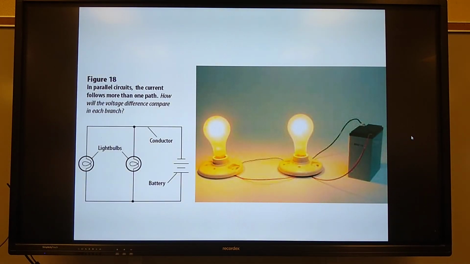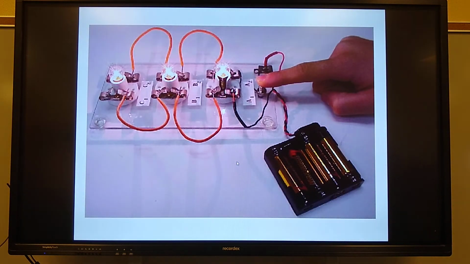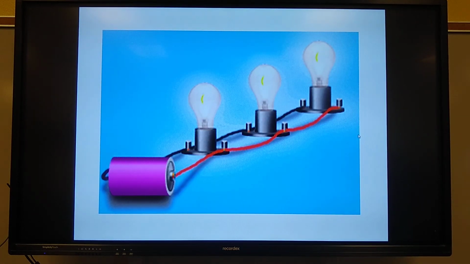Here's an example of a parallel circuit. You can see the multiple wires. And same here. A parallel circuit, you can see the many wires allowing the electricity to flow to different places. And the same here.